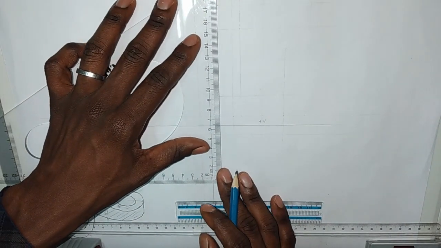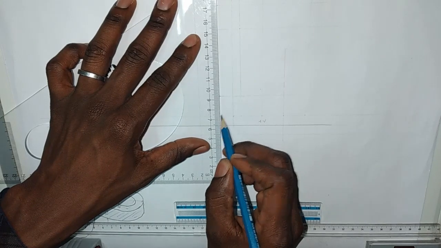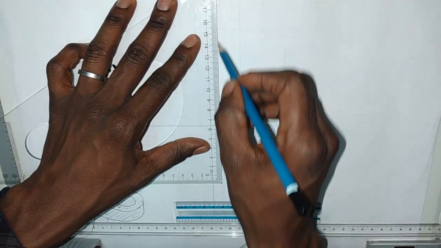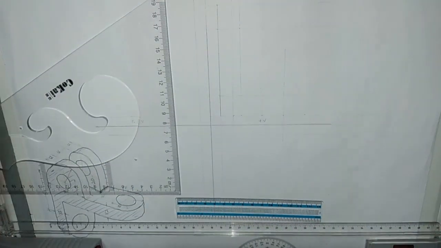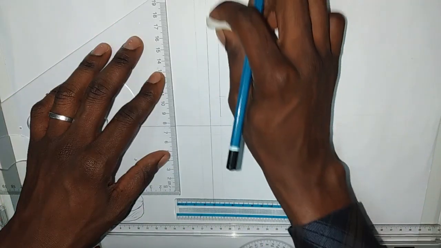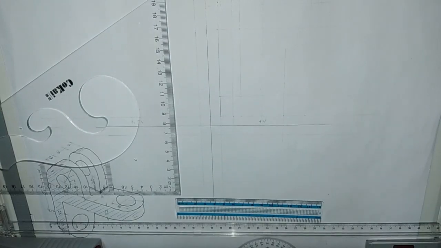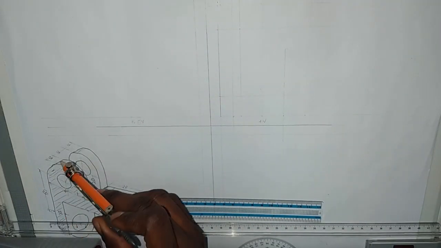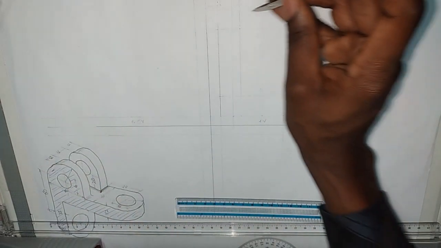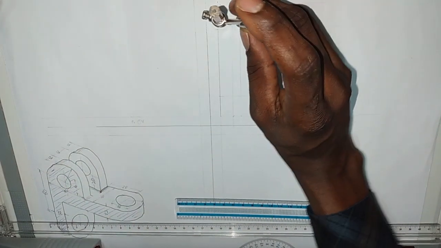We have this one. This is the 100mm line. Okay, sorry. Then we have our top, which is like the arc. I'm talking about this place now, which is like the arc. So I'm going to produce that.